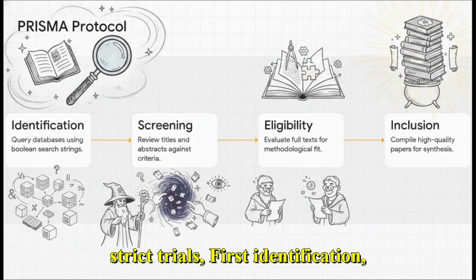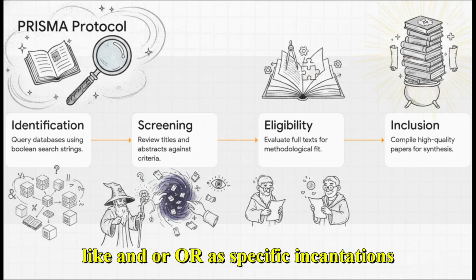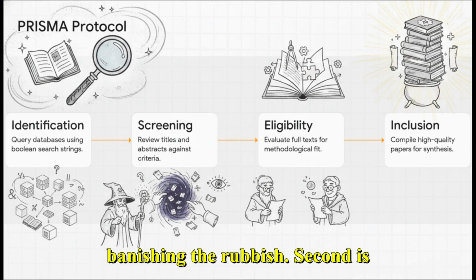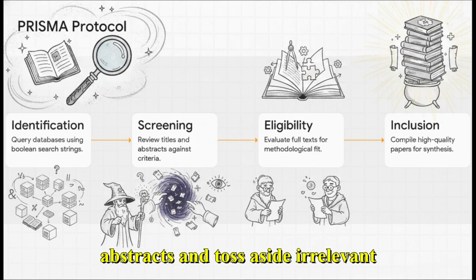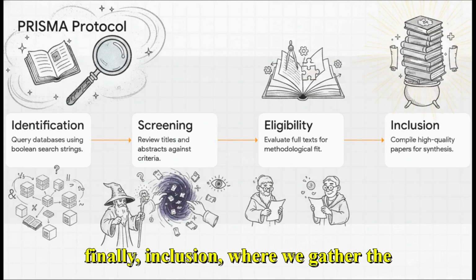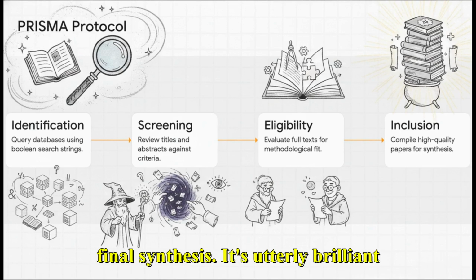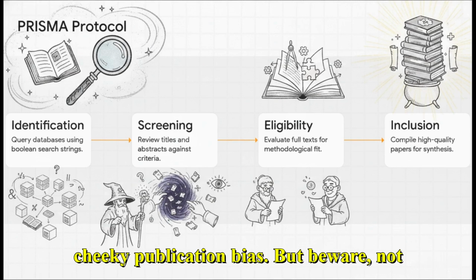First, identification, where we use Boolean searches in grand databases. Think of Boolean operators like AND or OR as specific incantations you type into the search bar to summon only the most relevant scrolls whilst banishing the rubbish. Second is screening, where we quickly read the abstracts and toss aside irrelevant texts. Third is eligibility, where we read the full texts to ensure they fit our methodological needs perfectly. And finally, inclusion, where we gather the surviving, high-quality papers for our final synthesis. It's utterly brilliant because it ensures transparency, reproducibility, and helps eliminate cheeky publication bias.